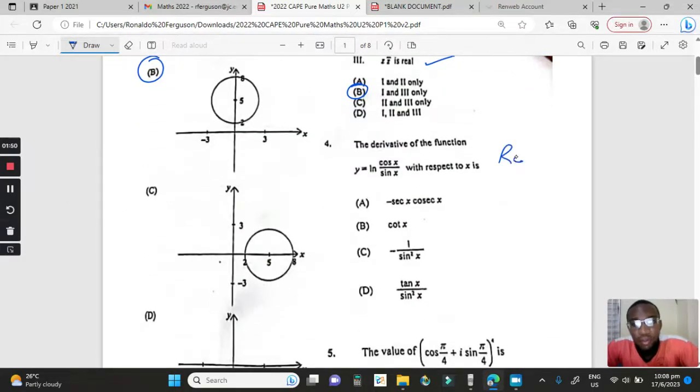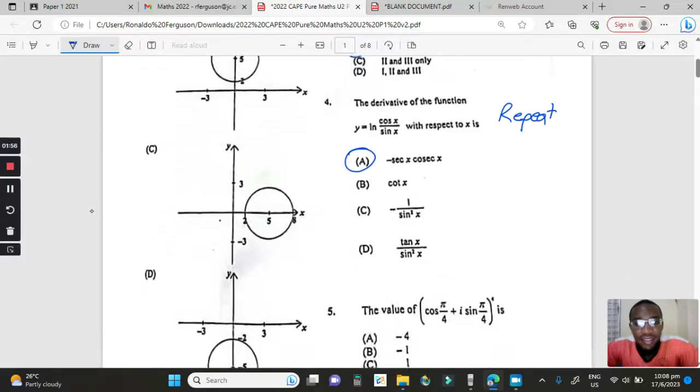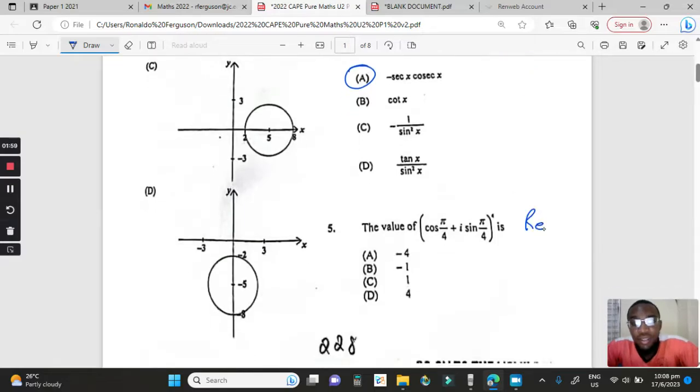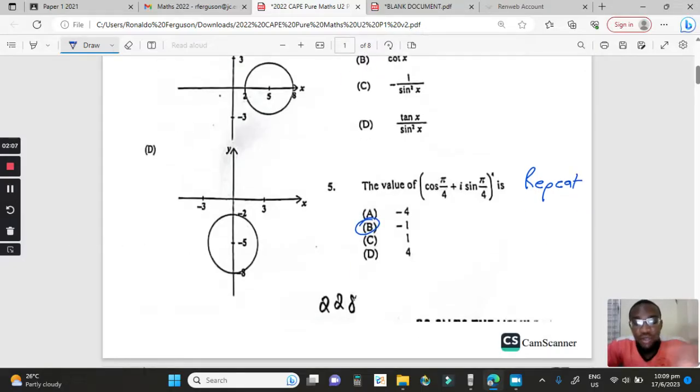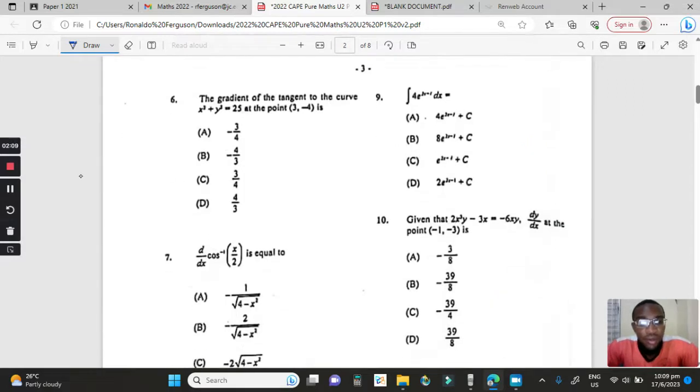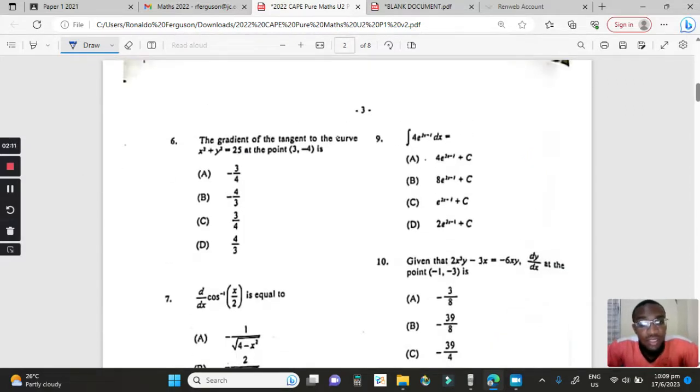Number 4 is a repeat from the last year paper that we just did, and I think we got negative 1. So we just run through repeat questions, we don't need to rework them. This is a repeat, but I tend to not remember everything.